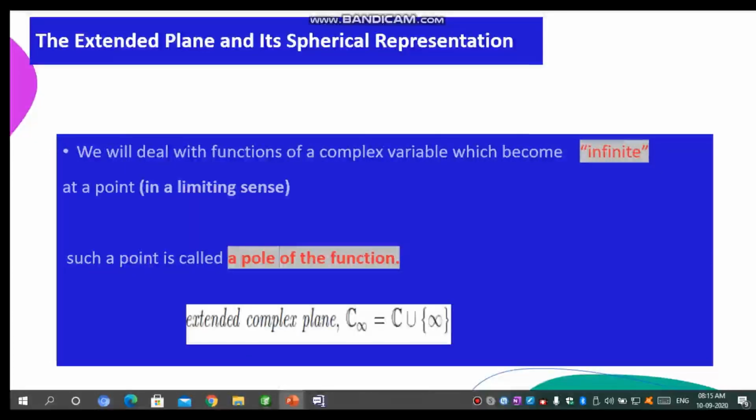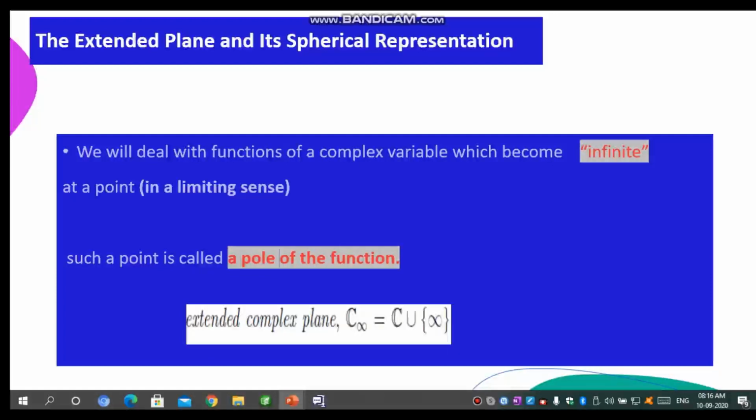That is, we are including the point at infinity in the complex plane. So C infinity is equal to C union infinity. We will also introduce a distance function on this C infinity, so that we can discuss its continuity properties at infinity. First of all, we have to give a concrete picture for C infinity. What is C infinity? How can it be identified?